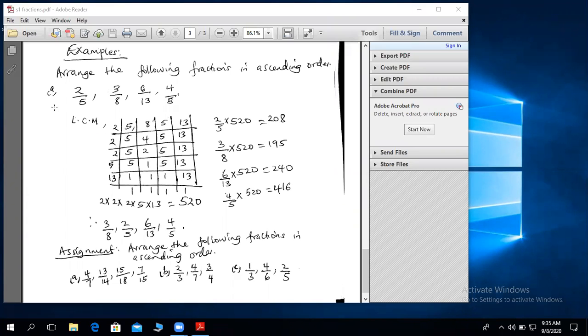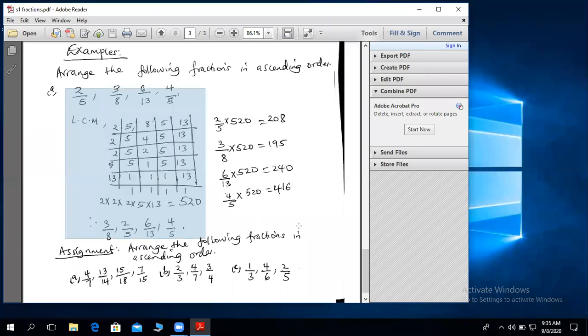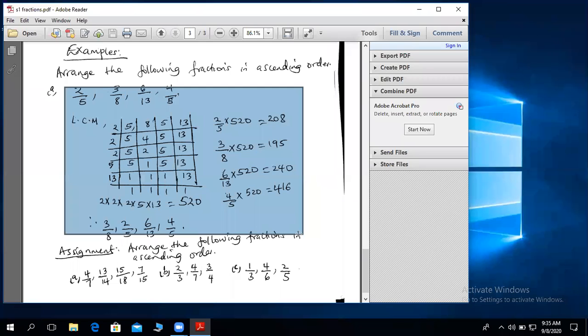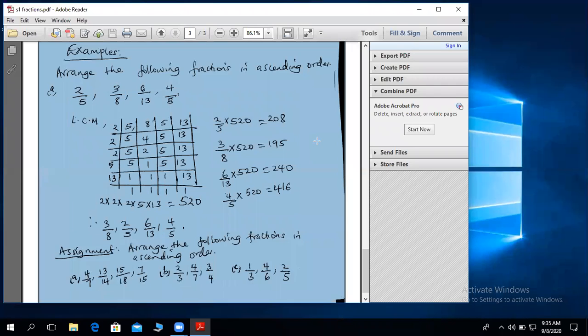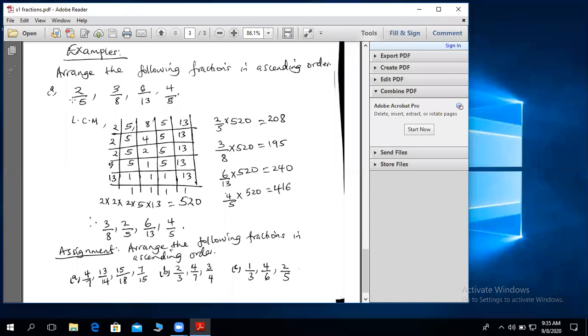out of 5. Please, when I ask, I want to see all this working in your book. Some of you are very lazy. You just use a calculator, or you just multiply your things anyhow, and you just write your fraction. This time I will not give you my marks. So it is better you first get the LCM and multiply properly in this same way that I have done.